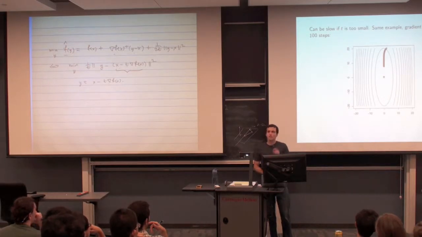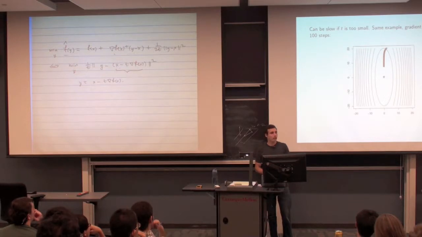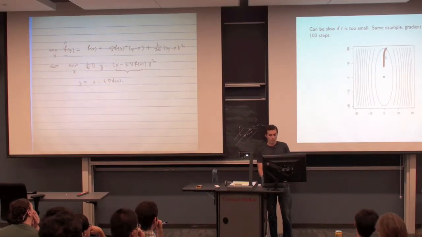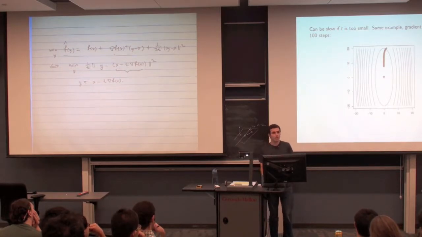Okay, what happens if we take t really small? So here I took t to be really, really tiny, and I took 100 steps from this point, and it barely got halfway. So it wasn't bad, it was safe, it looked like it was going the right direction, it was actually decreasing the function, but it was slow. So we'd rather avoid that, right? We don't want to have to turn t down so small that it takes a million steps to get to the optimum.